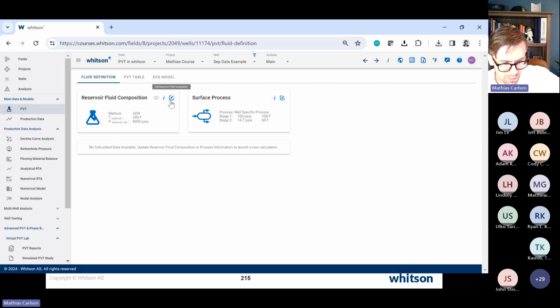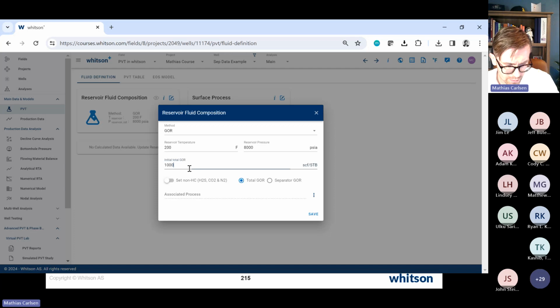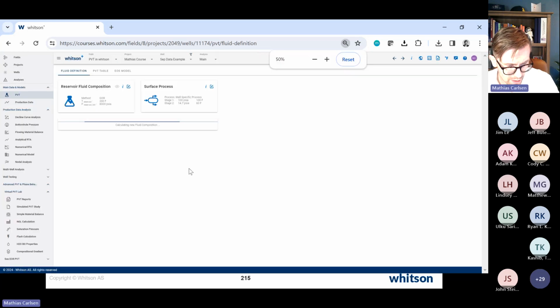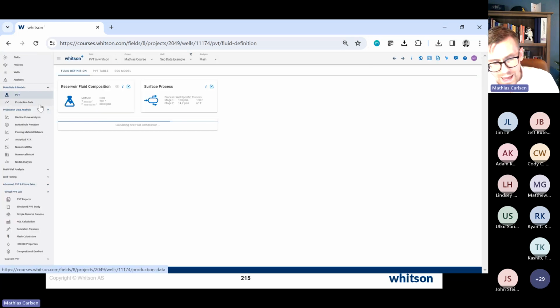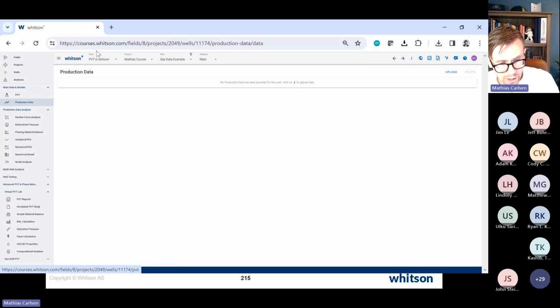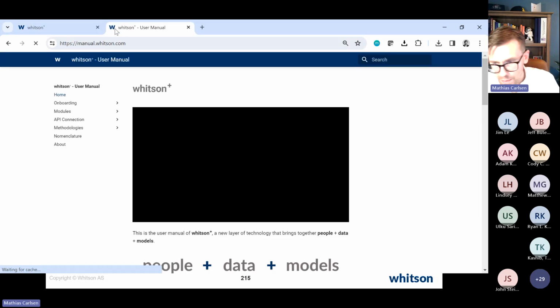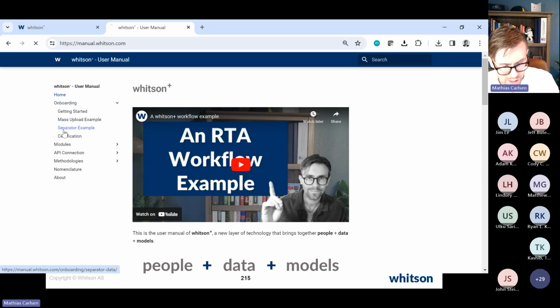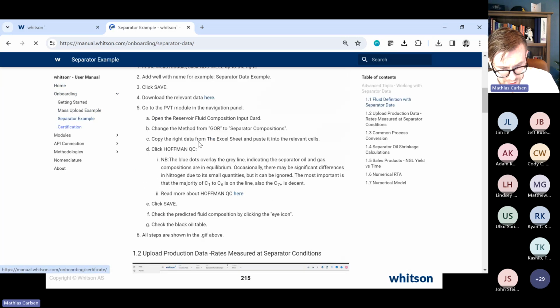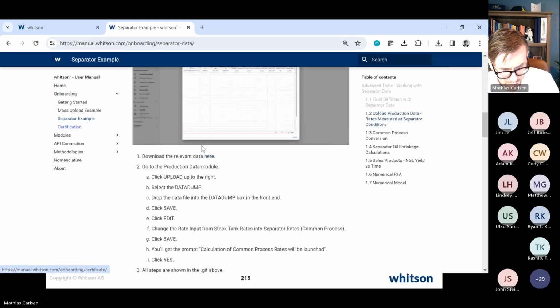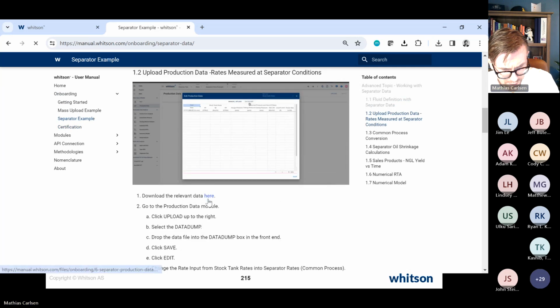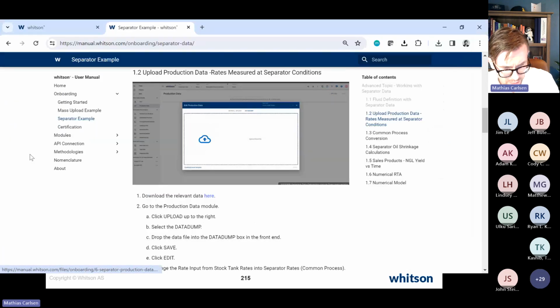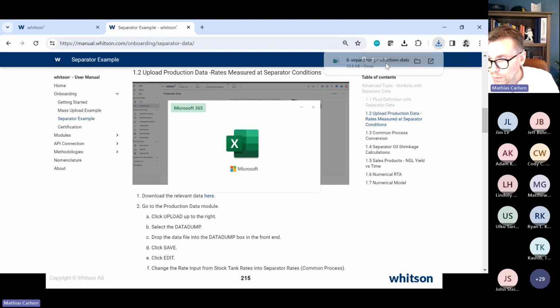That's an example where I would have some kind of PVT data, and I would go in and add some separator data, which is available in the manual. So there are some examples of that. In this case, there's an example of it here. So I'm just going to show how that looks for people.